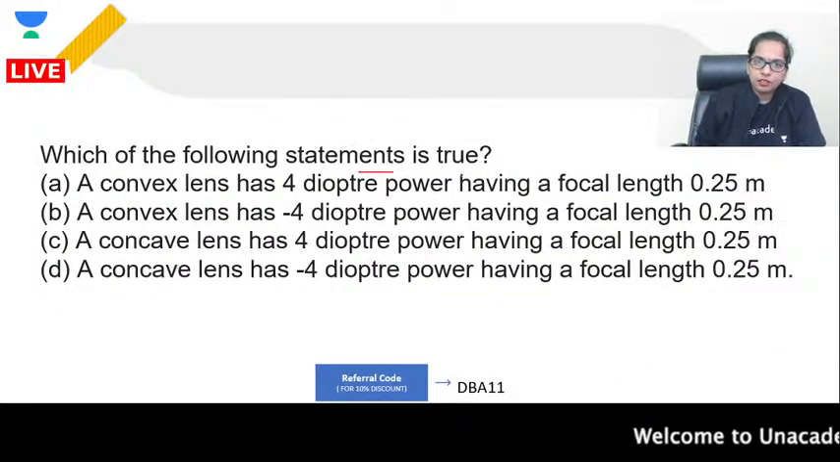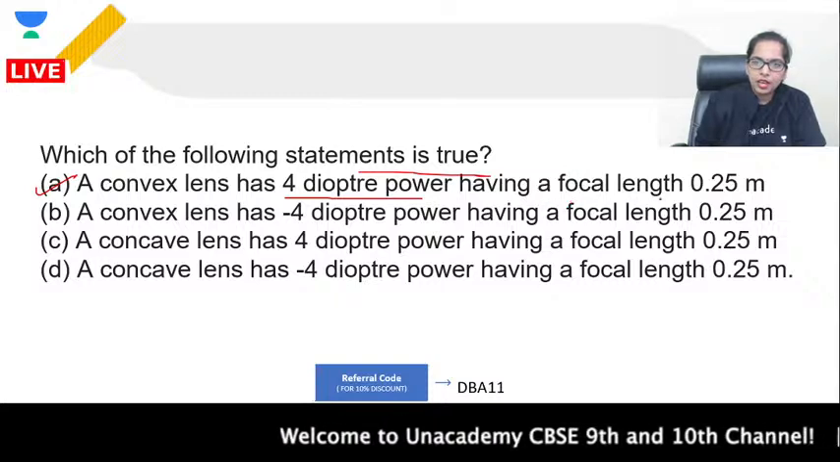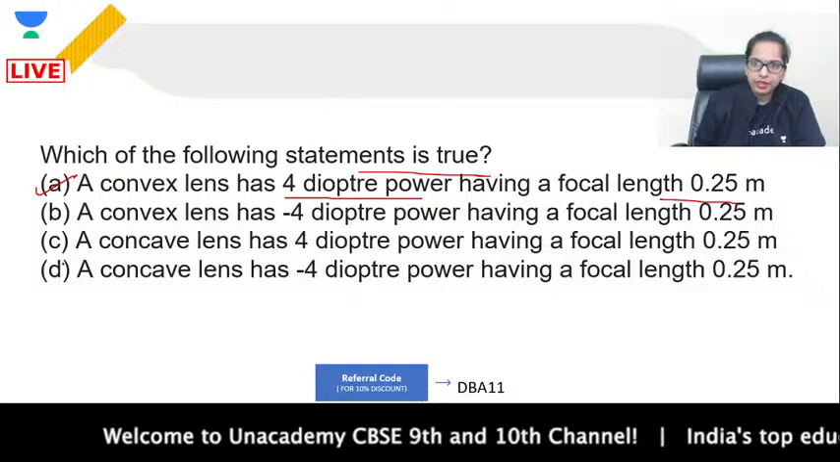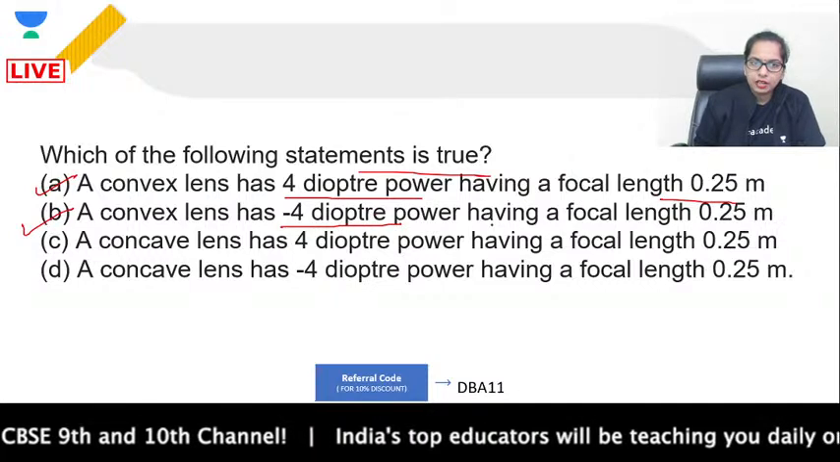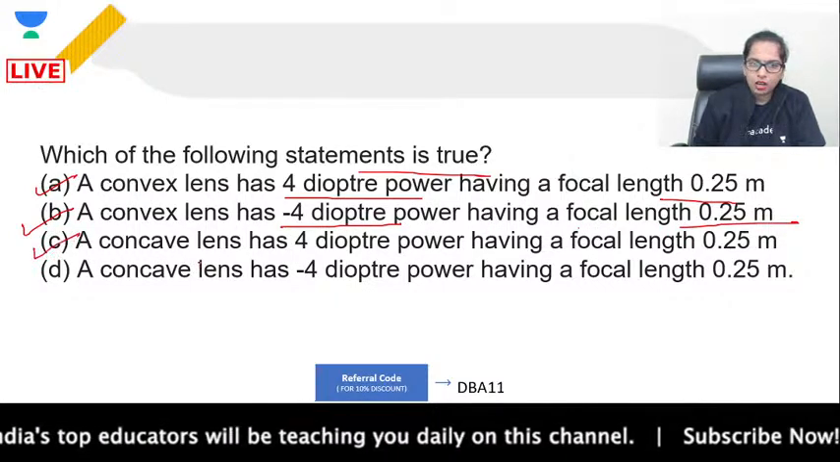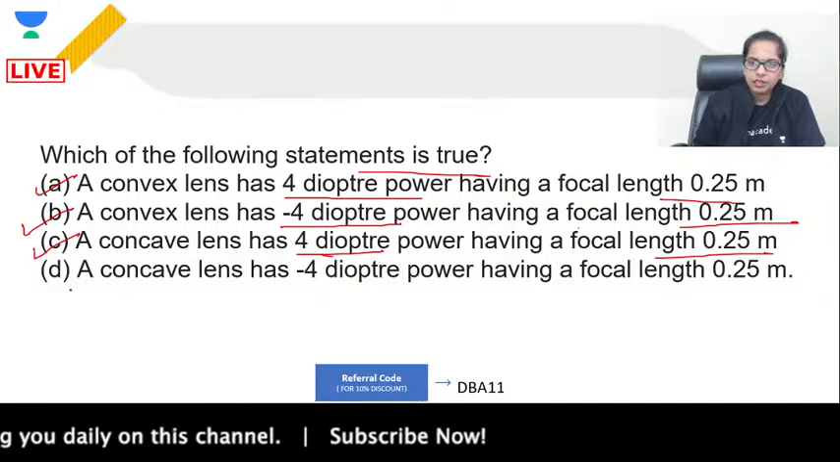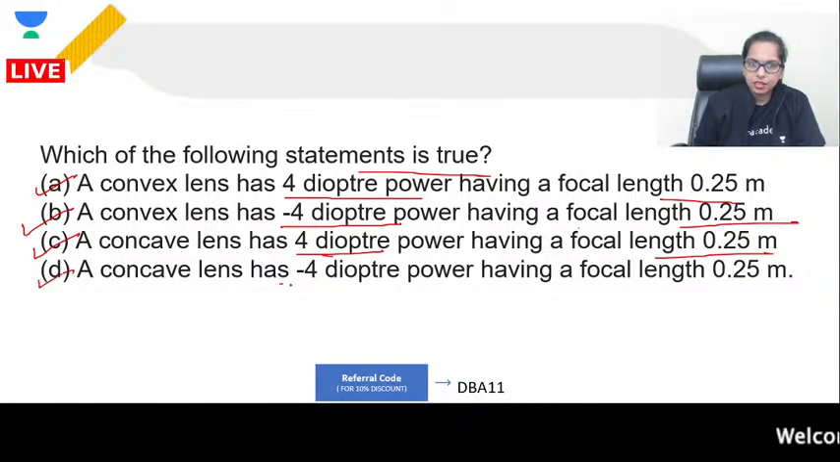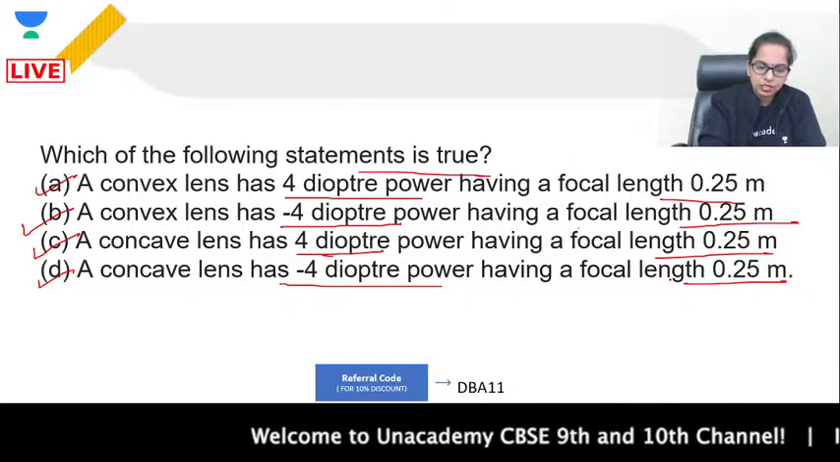Which of the following statements is true? A concave mirror has 4 diopter power having a focal length of 0.25 meters. A convex lens of -4 diopter power having a focal length of 0.25 meters. A concave lens of 4 diopter power having a focal length of 0.25 meters. A concave lens of -4 diopter power having a focal length of 0.25 meters. So what will be the right answer of this?